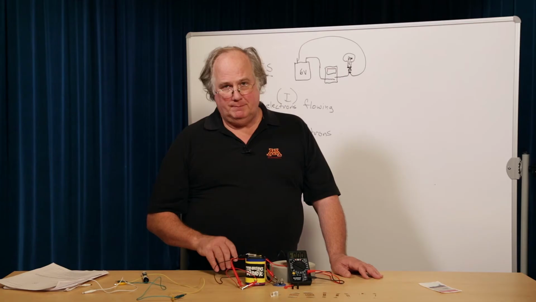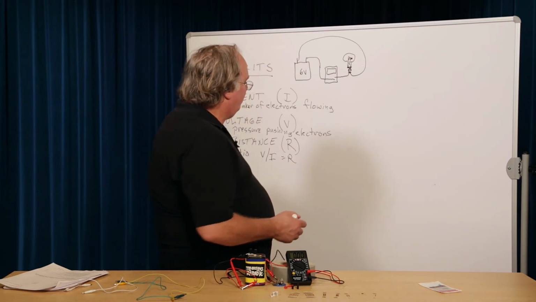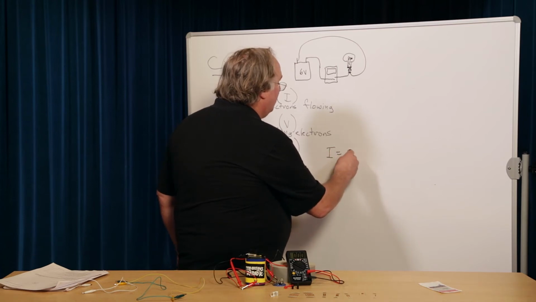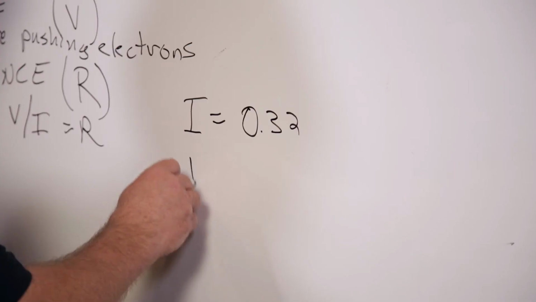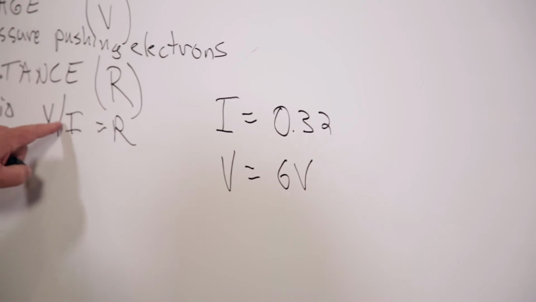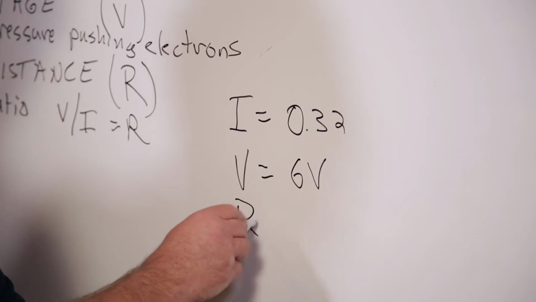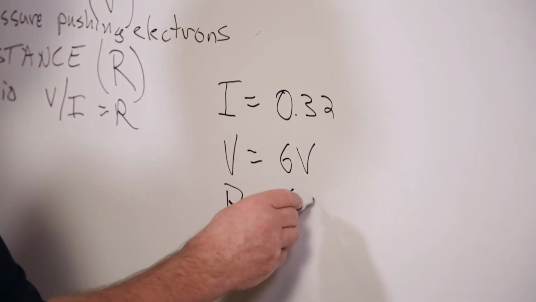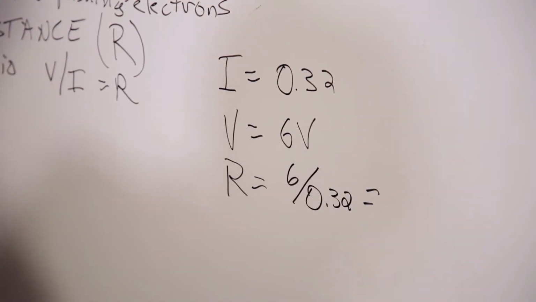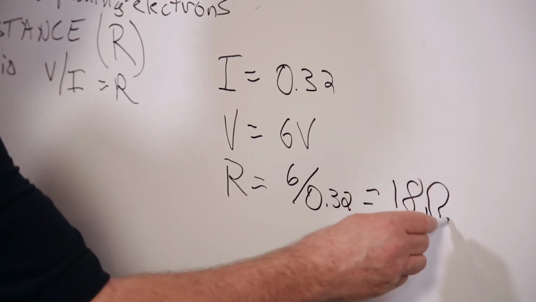0.32 amperes. So what does that mean? Well, it means for this flashlight bulb, I have I equals 0.32, I have V equals 6 volts. And if I divide V by I, I will get R. So R is 6 divided by 0.32, and that is about 18 ohms.